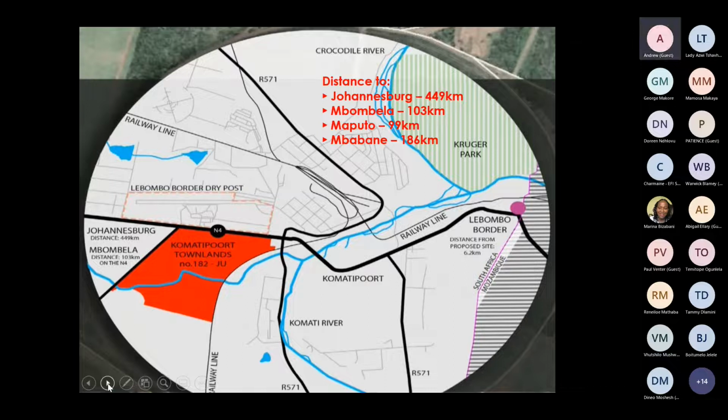As you can see, the red section there indicates where the Special Economic Zone will be located. In terms of location, it's about 450 kilometers from Johannesburg. It's 100 kilometers from our capital, Mbombela. It's 100 kilometers to Maputo. And it's about 190 kilometers to the capital of Swaziland, Mbombane. So in terms of export processing and export manufacturing for distribution regionally, we really believe that our SEZ is well positioned to make a difference in our region.